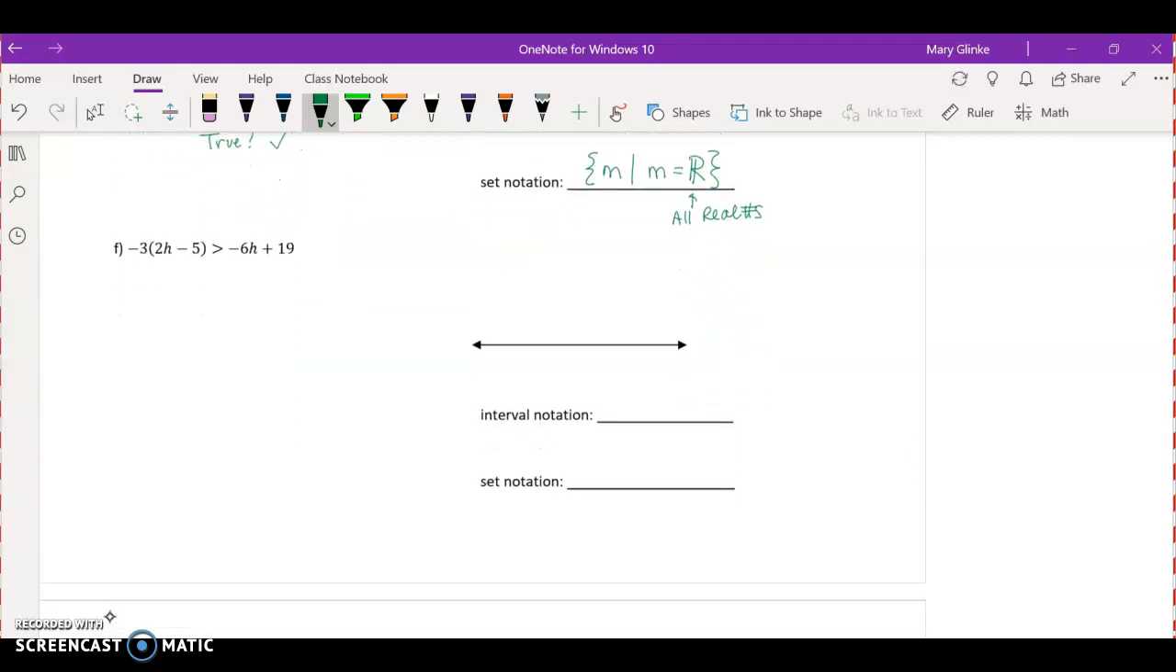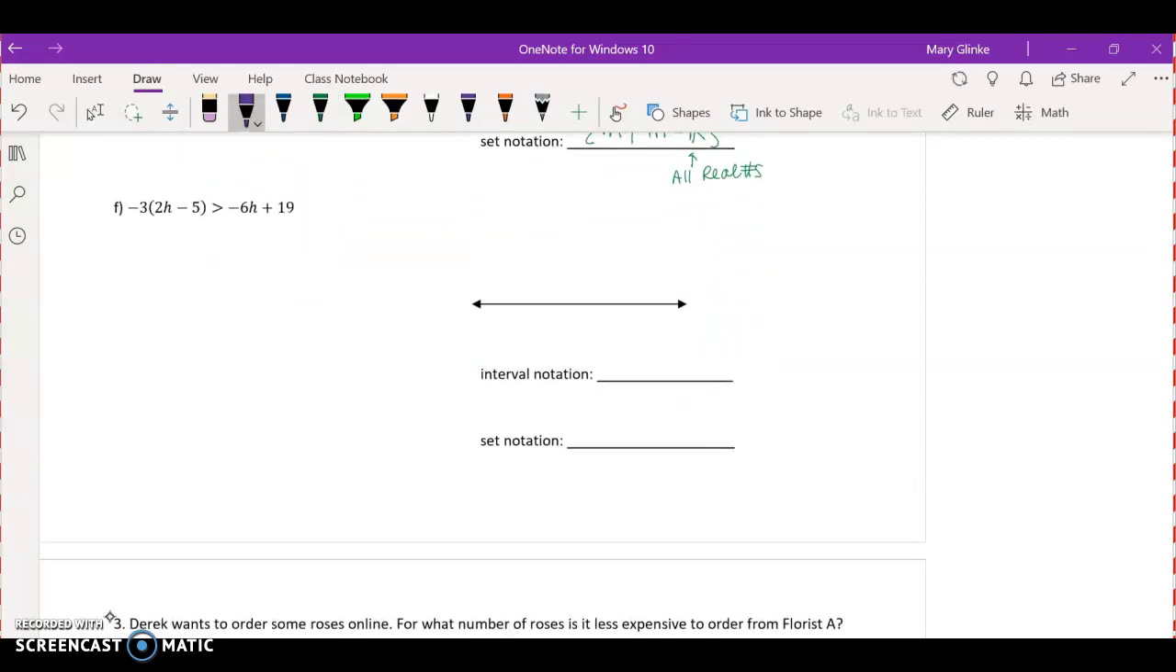Let's take a look at when the opposite is the case. So here we're going to distribute the negative 3. It's negative 6h plus 15 is greater than negative 6h plus 19. When we try to move the h's over, we get 15 is greater than 19.